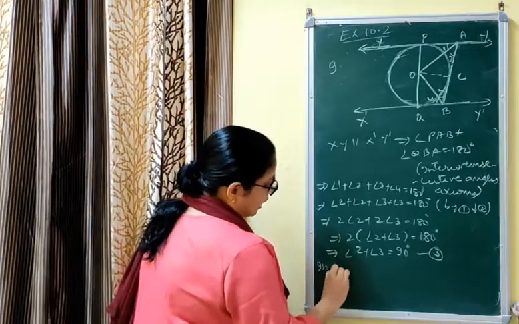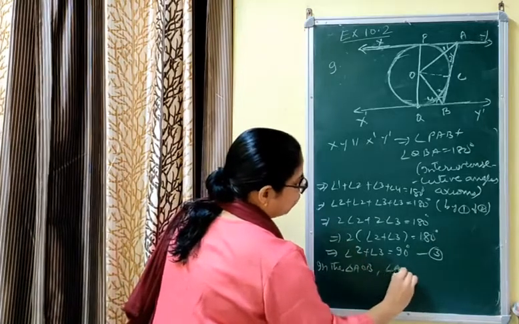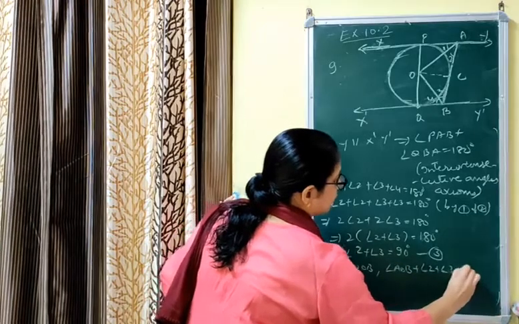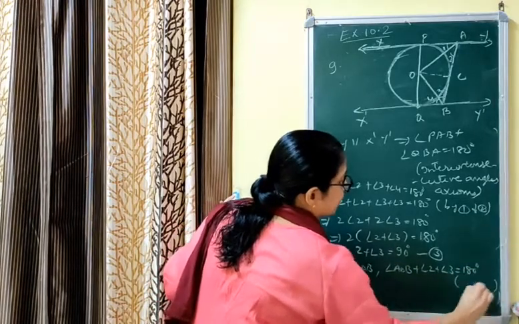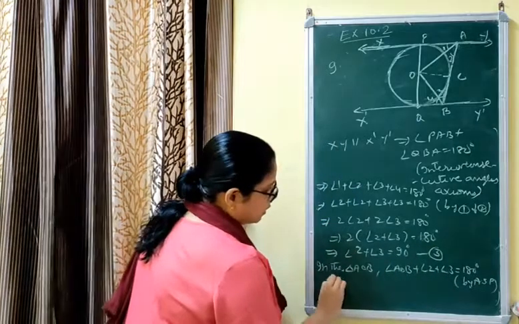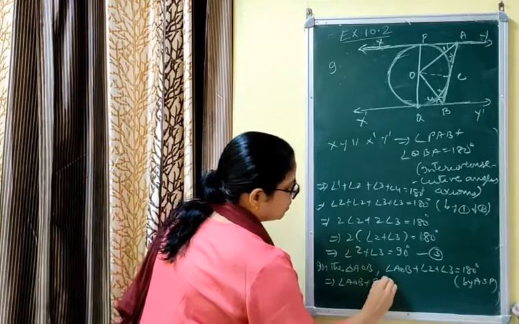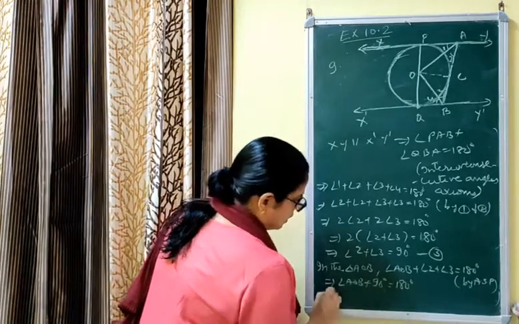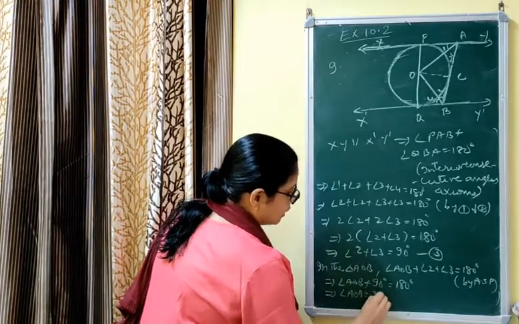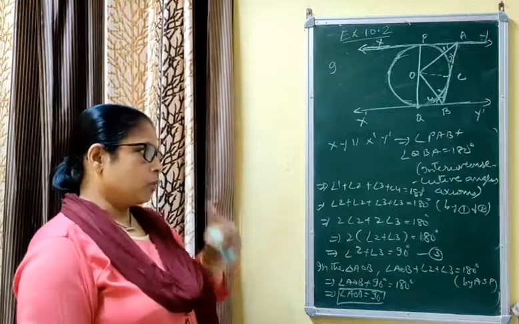Now in the triangle AOB, angle AOB plus angle 2 plus angle 3 equal to 180 degree by ASP. ASP means angle sum property. That implies angle AOB plus 90 degree is equal to 180 degree. Implies angle AOB is equal to 90 degree. That means we proved that angle AOB is equal to 90 degree.